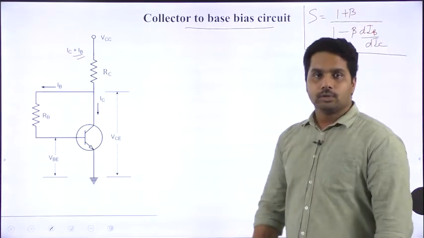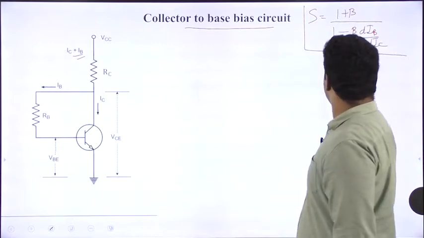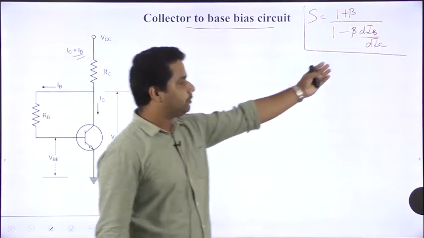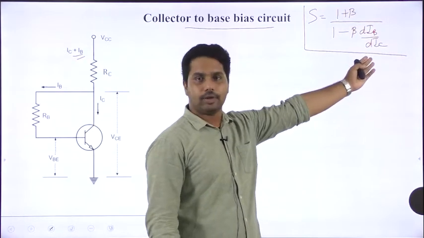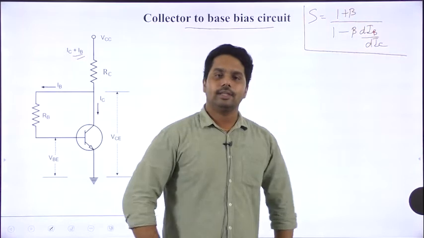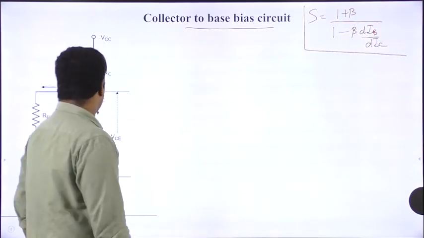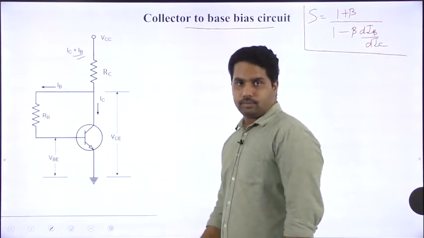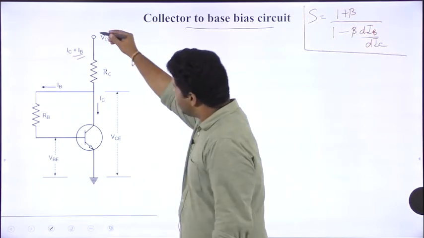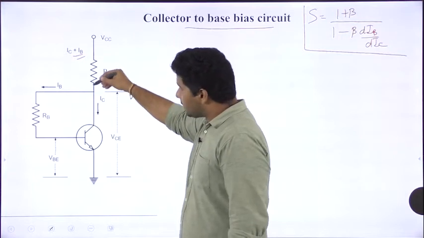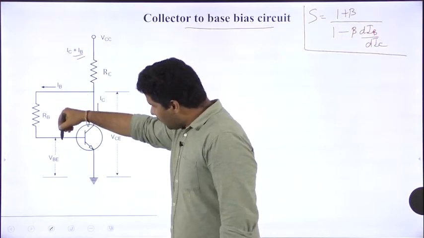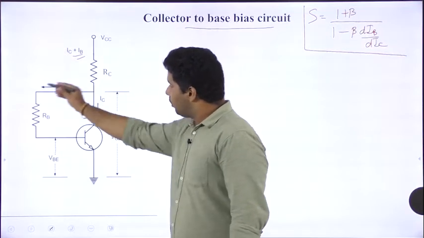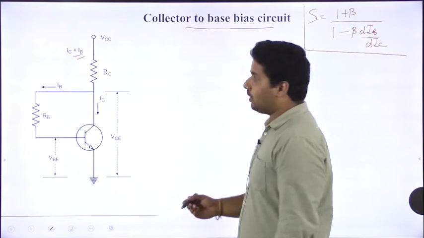Okay. So what we have to find for this circuit is DIB by DIC. If DIB by DIC is found, we can directly substitute it in this particular equation and see what the stability factor is. For that purpose, again we are going to apply KVL on the input side. Start from VCC, then the drop across RC, the drop across RB, then VB. In this loop we are going to apply KVL.